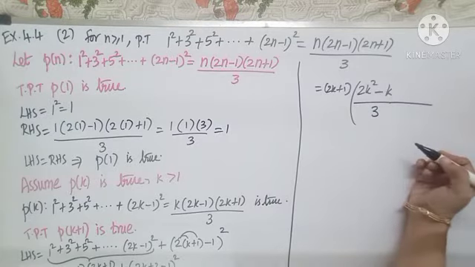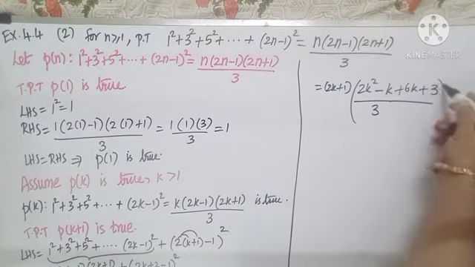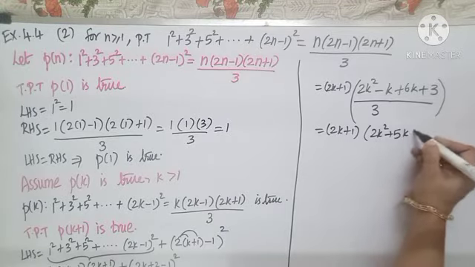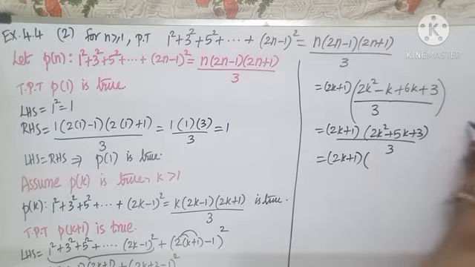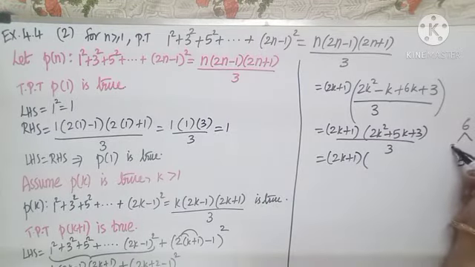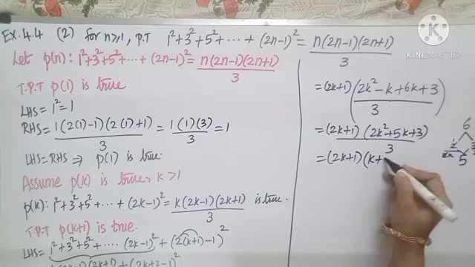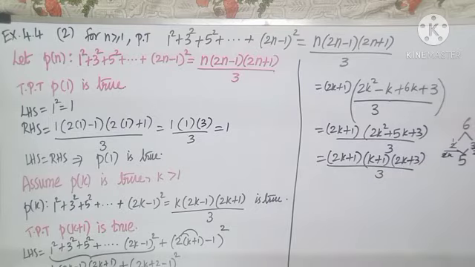Here I have 2K plus 1, cross multiply. 3 into 2K, 6K, plus 3 into 1, 3. We are left with (2K plus 1)(2K square plus 5K plus 3) by 3. Factorize. 2 3s are 6, we want 5. The two numbers will be 2 and 3: 2 3s are 6, 2 plus 3 is 5. By 2K, by 2K, here I cancel. So my answer is (K plus 1)(2K plus 3) divided by 3, and this is the LHS answer.